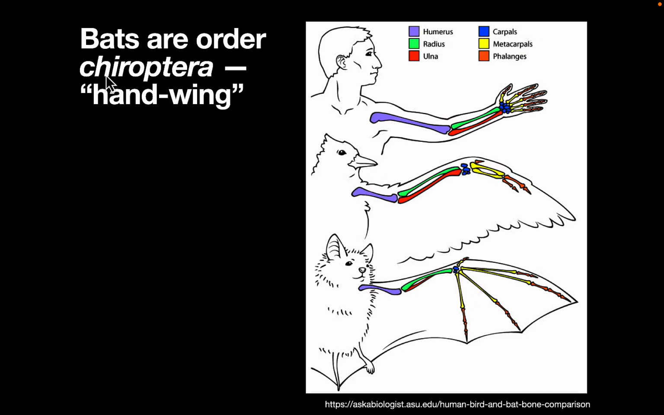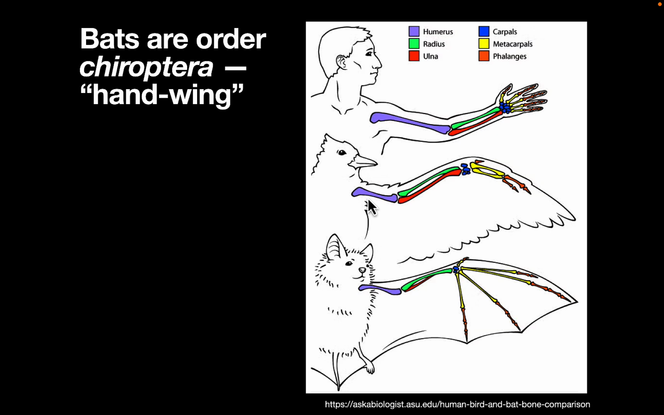we call bats the order, within their taxonomy, Chiroptera. Which means hand wing. Chiro, like chiropractor, they use their hands to adjust you, and ptera, like a pterodactyl, that means wing. And so we are looking at the hand wing order of mammals, and they have the exact same bones as we do in our arms, as a bird does in its arms.